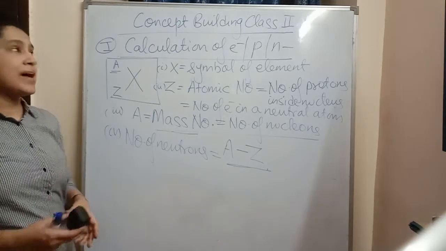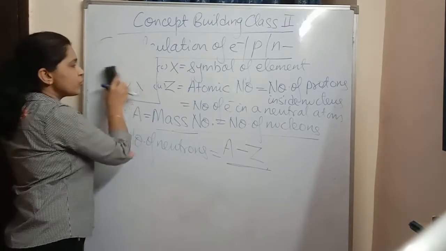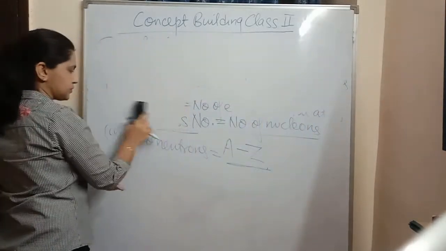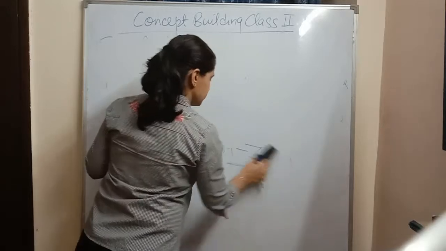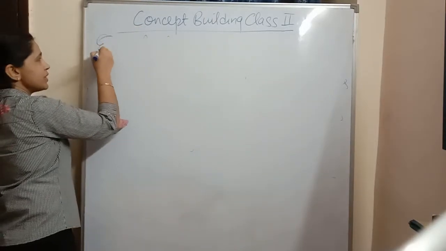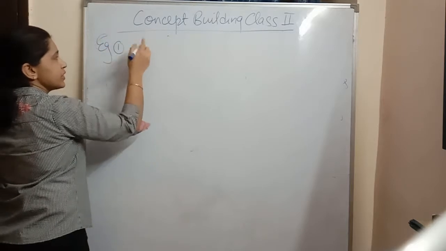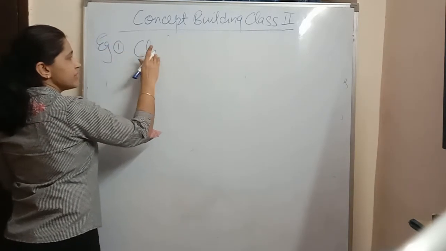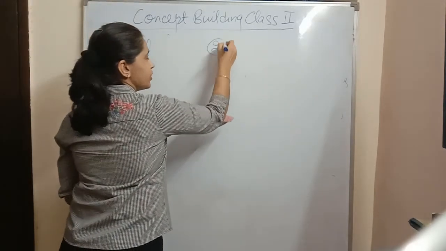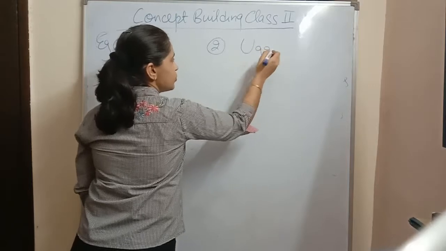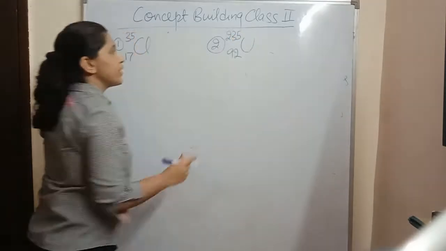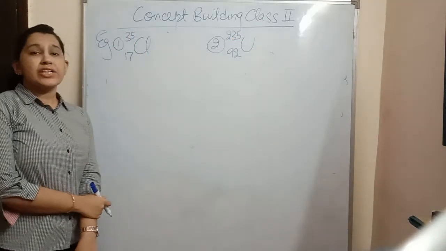We'll be starting with one example. I am giving you the example. You try to do it. You can use your copy and pen. Two examples rather we are writing. The first example is Cl 17, 35 and the second example is U 92, 235, right?